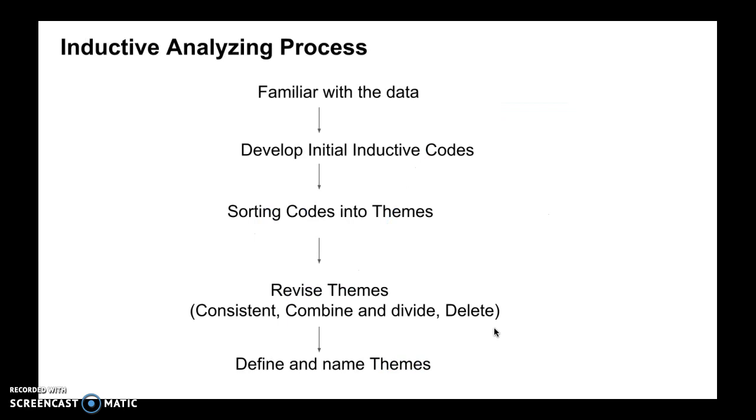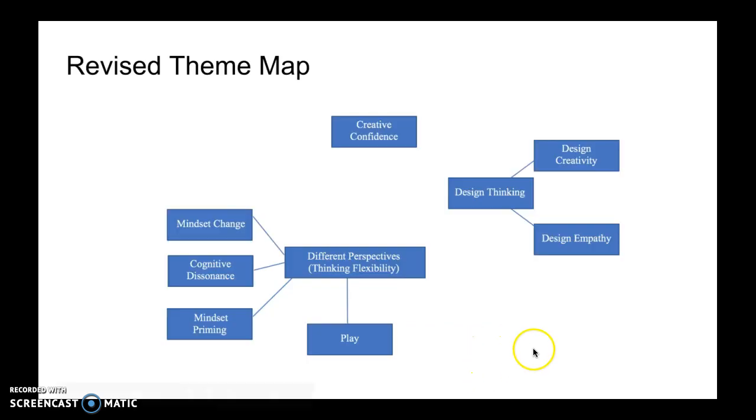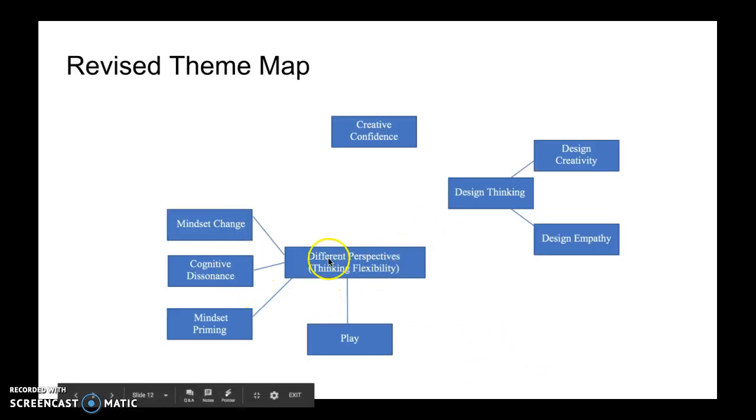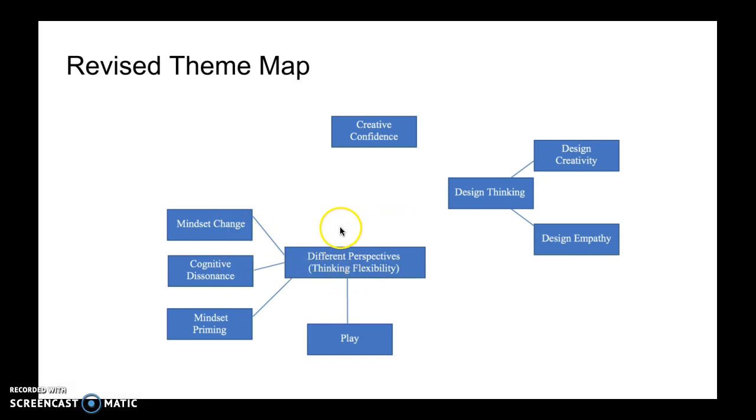So after developing the initial inductive code map, I try to revise the themes. Okay, try to think convergently. I try to make sure that those codes and the themes are very consistent and match each other. I try to delete some themes and combine some themes together.